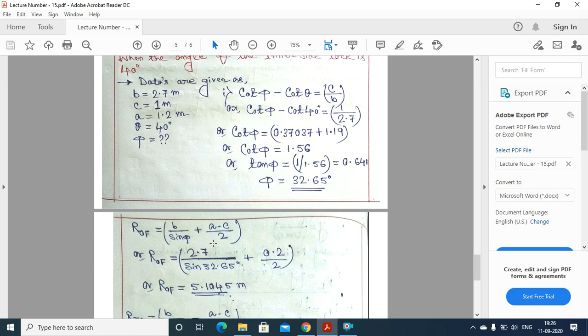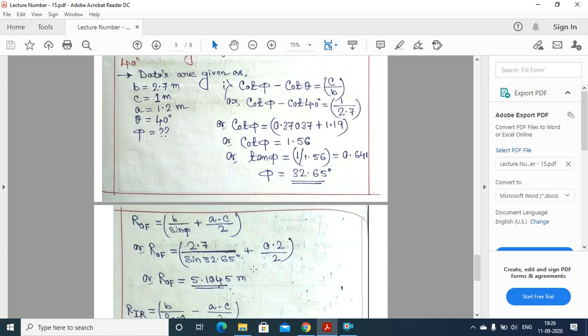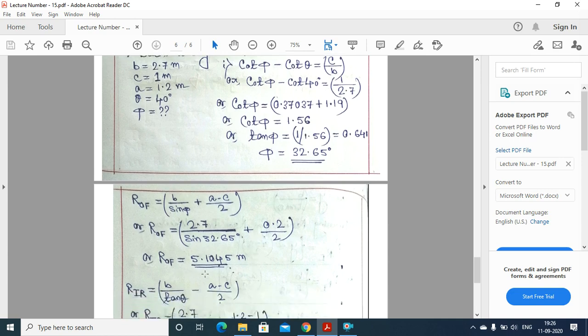The turning radius for the outer front wheel is B by sine phi plus A minus C by 2. If we put all the values into this equation, small b, the wheelbase, is 2.7, phi is 32.65, so sine 32.65, plus A minus C by 2, where A minus C is 0.2, divided by 2. Simplifying, we get ROF equals 5.1045 meter.